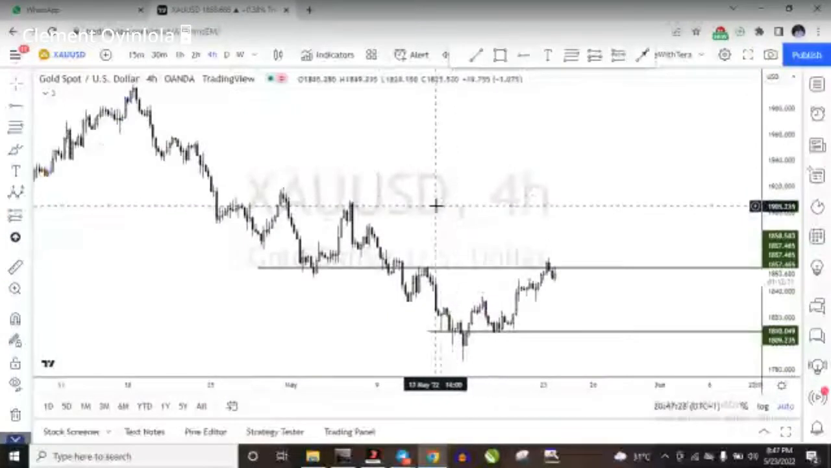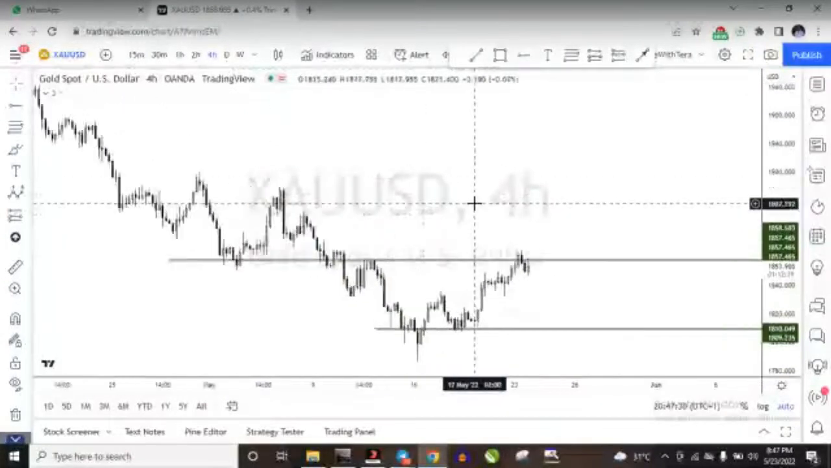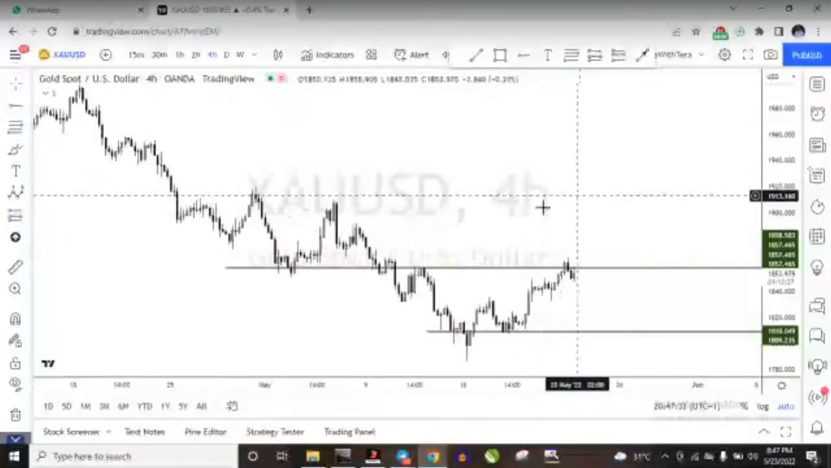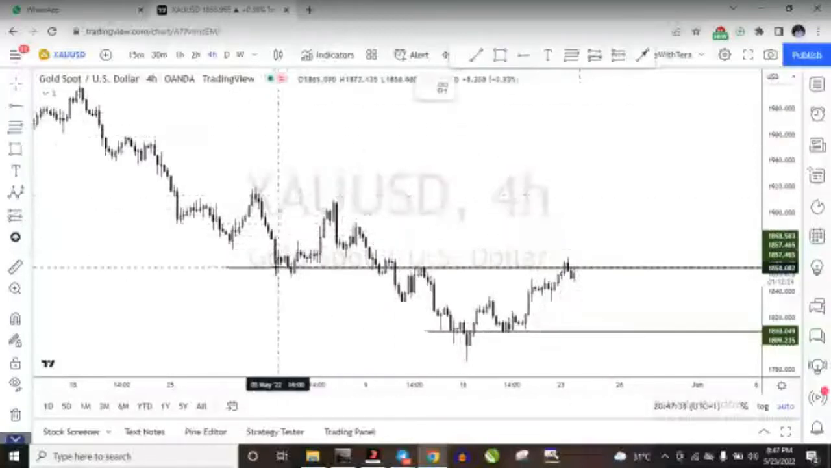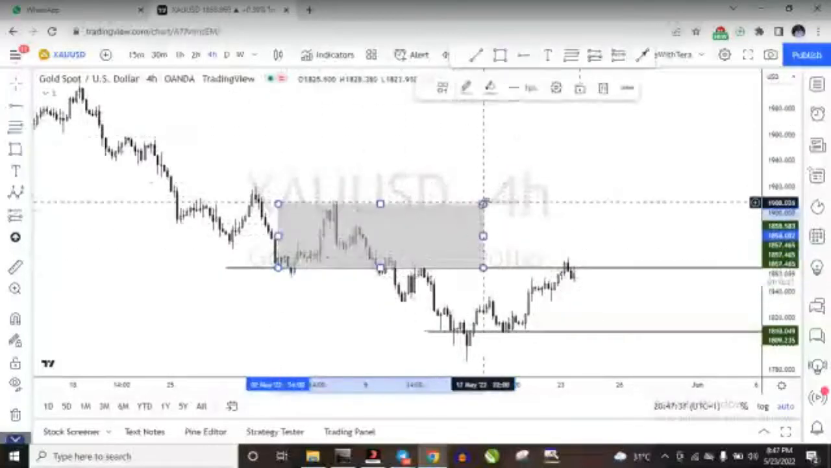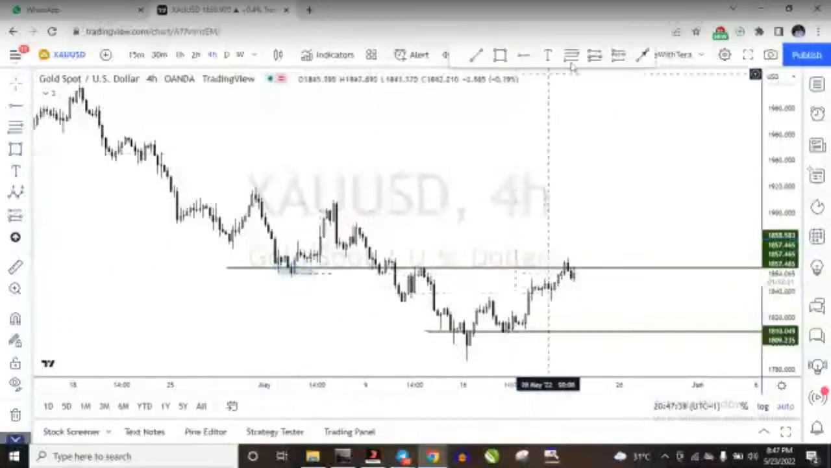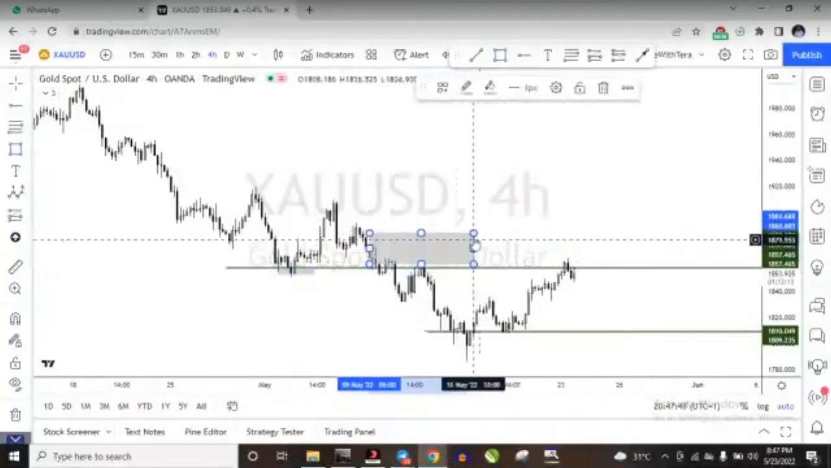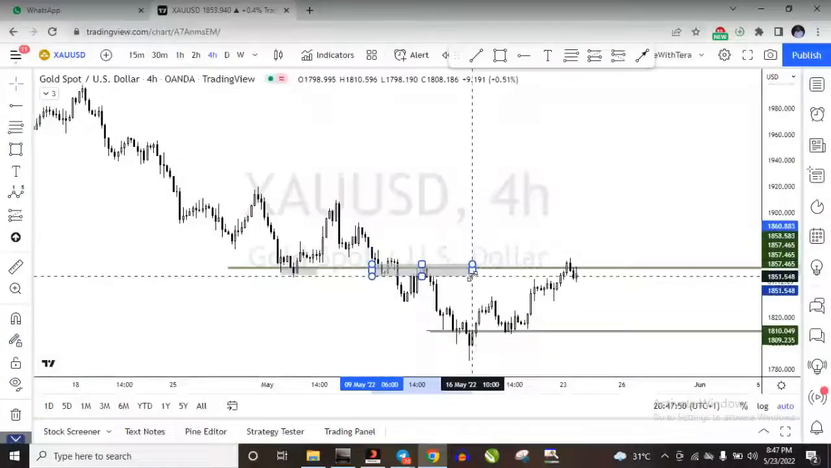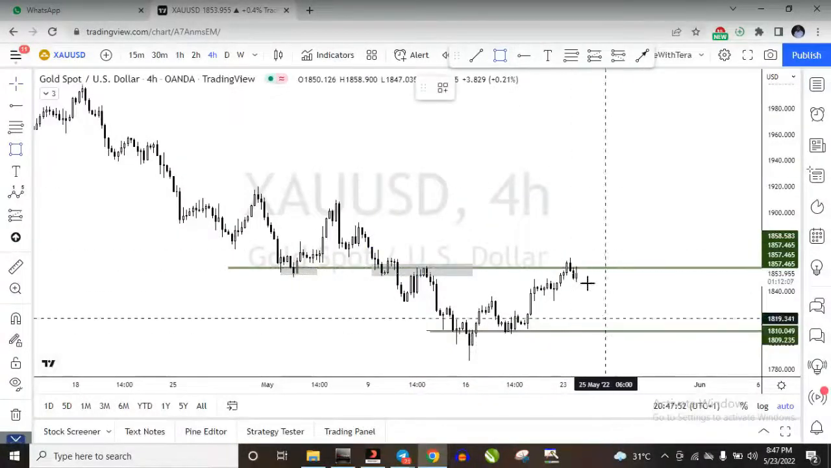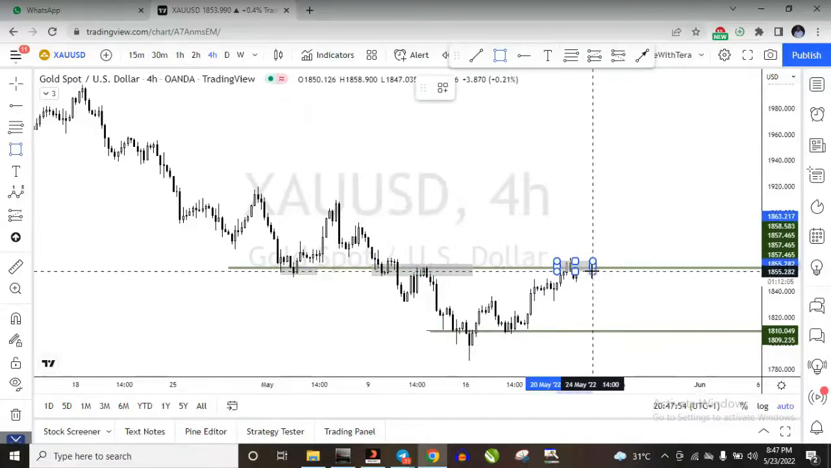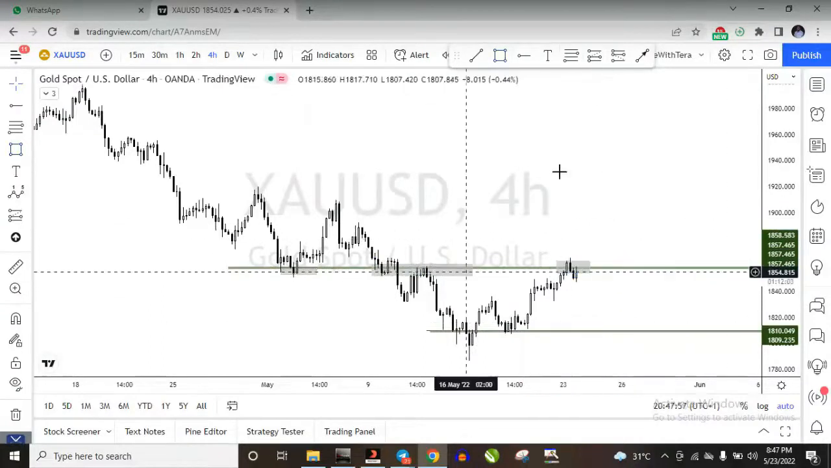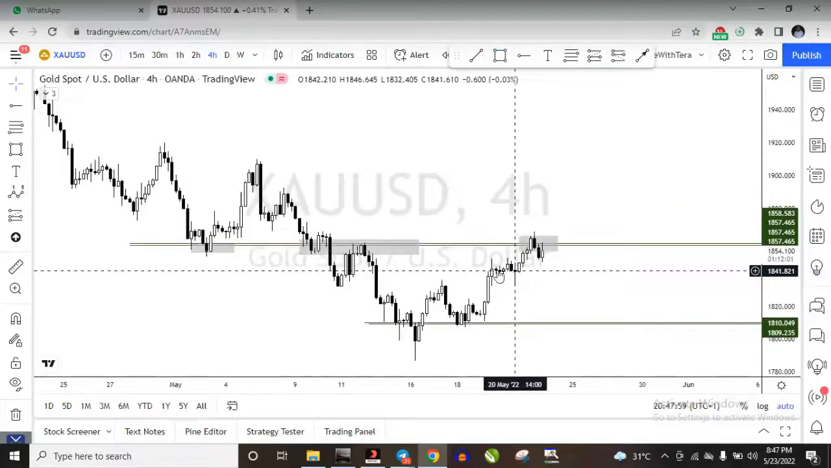Now, this is straightforward. If you do top-down analysis from 4 hours, you can see this support right here. You can see it becoming a resistance here, and then its support here became a resistance here. And it's currently holding as a resistance there. So you can see that now.